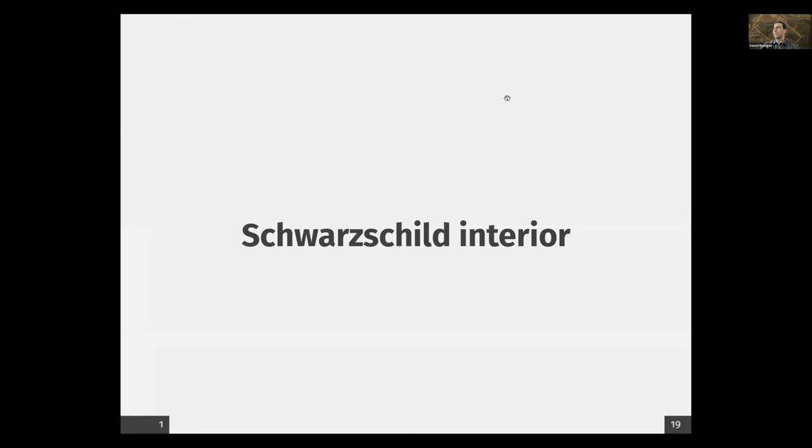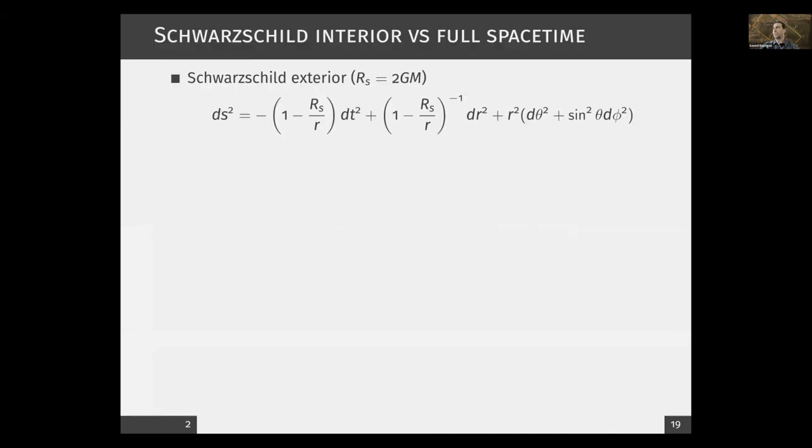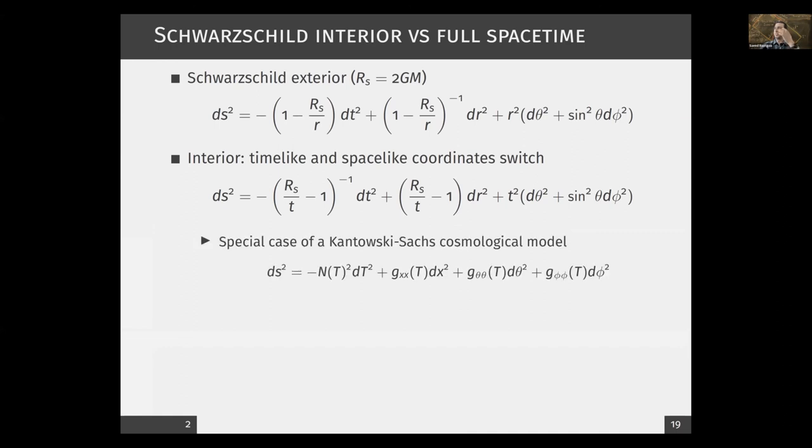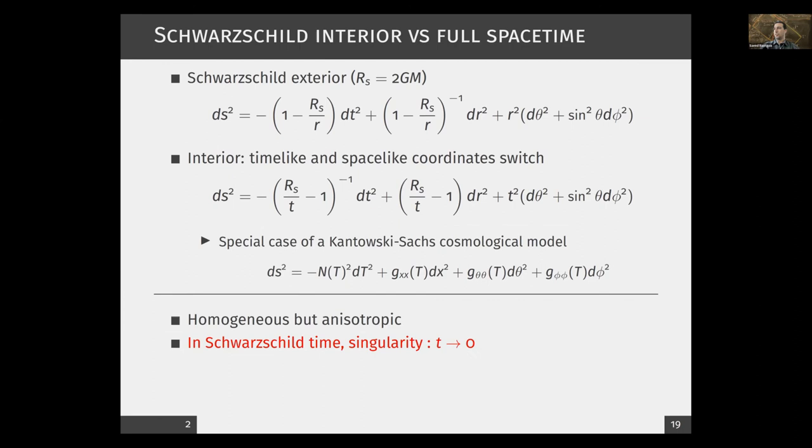So I'm going to brush over the first few slides, because I think everybody here is familiar with that. I just put them there for completeness. So we know that for the interior of the Schwarzschild black hole, when you pass the horizon, t and r, the timelike and spacelike coordinates, change their nature. So you can find that metric by just replacing t and r with each other. And this becomes the metric. And you see that this is a special case of the Kantowski-Sachs model. So the interior of the Schwarzschild in vacuum is basically a Kantowski-Sachs model, which is a homogeneous and anisotropic model.